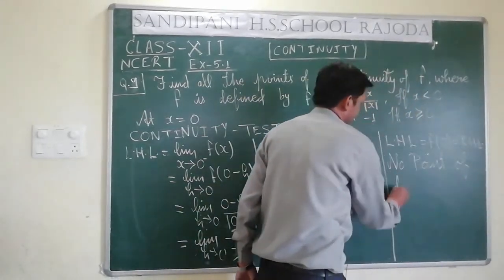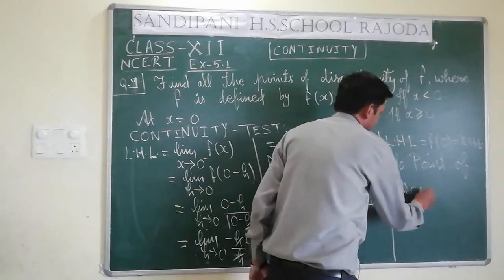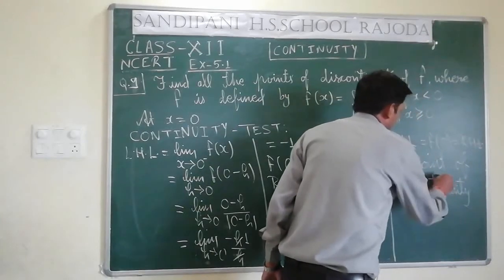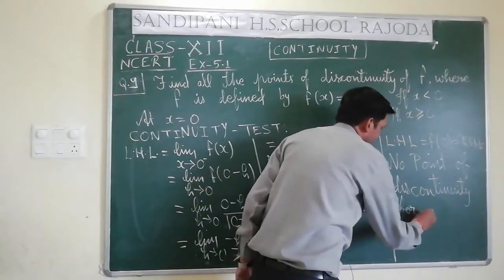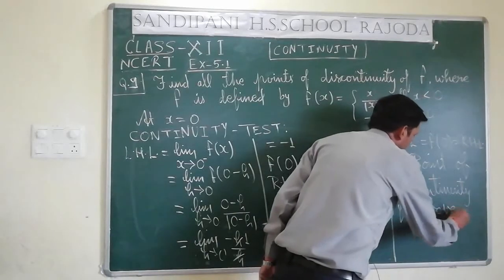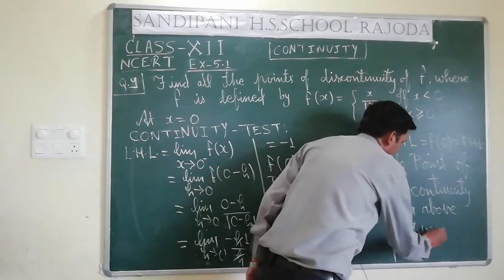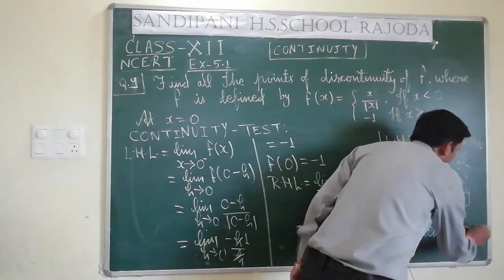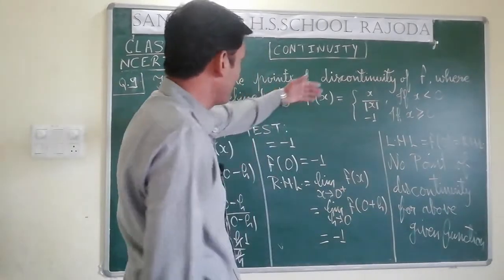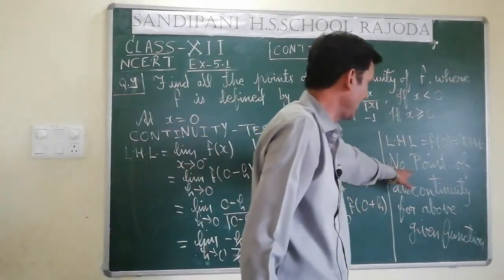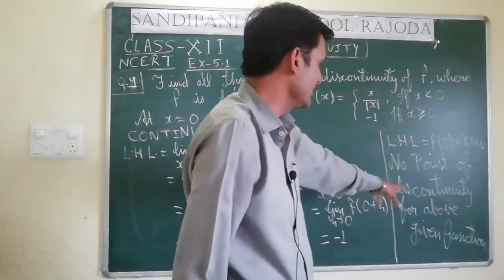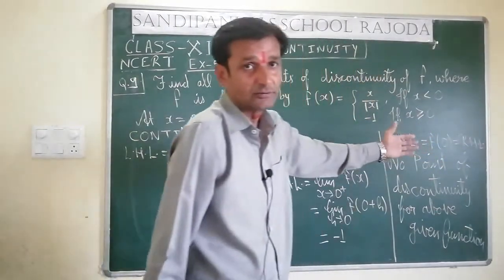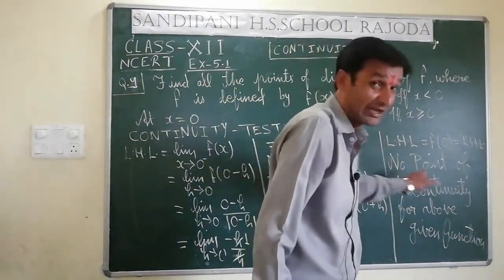discontinuity for above given function. Means if we are applying discontinuity test, we will have to write it in this manner, no point of discontinuity for above given function, because it is continuous here. So, we have to mention this always.